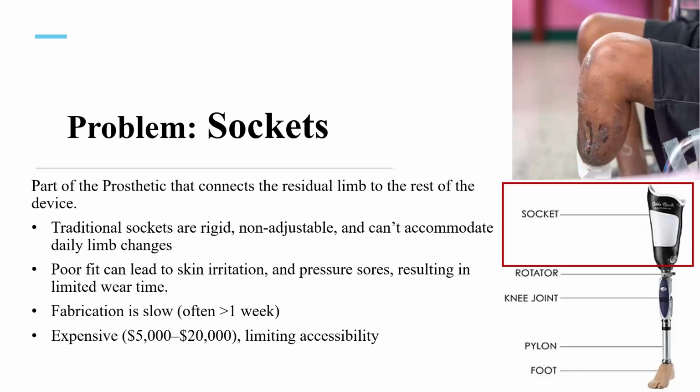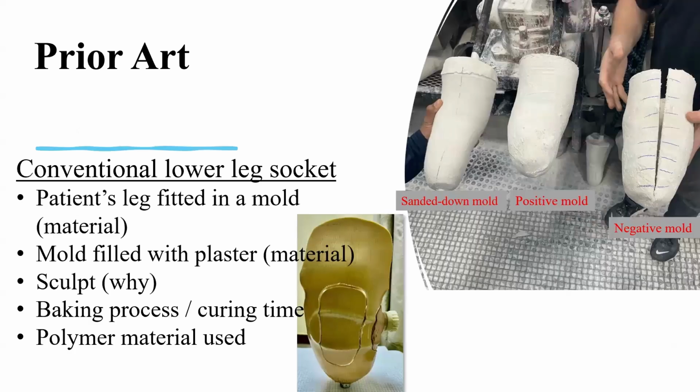Another issue is that the fabrication time for a prosthetic socket is relatively slow, and it's usually longer than a week. And a pretty big issue is that they're very costly, hence limiting accessibility to patients of lower income.